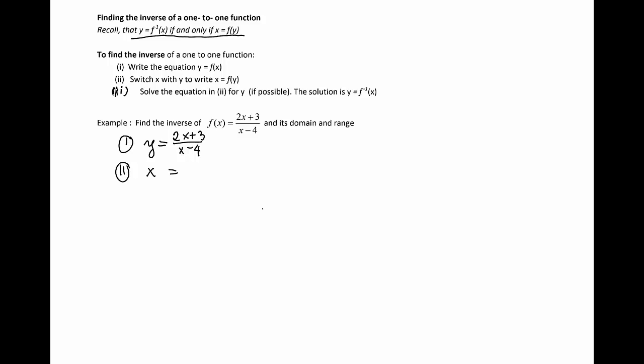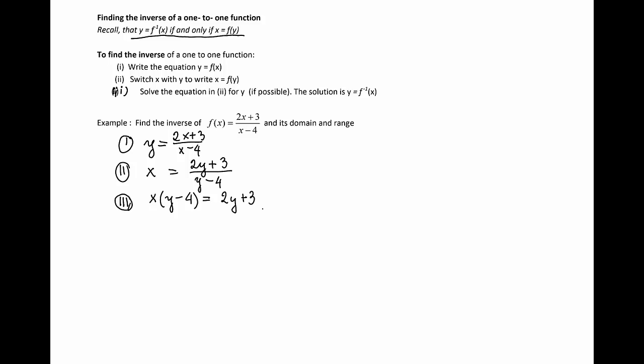So instead of y, I will write x. Instead of x, I will write y. And step number 3 is to solve the equation in 2 for y. So the first step is to multiply both sides by y minus 4 to eliminate the denominator in that equation.